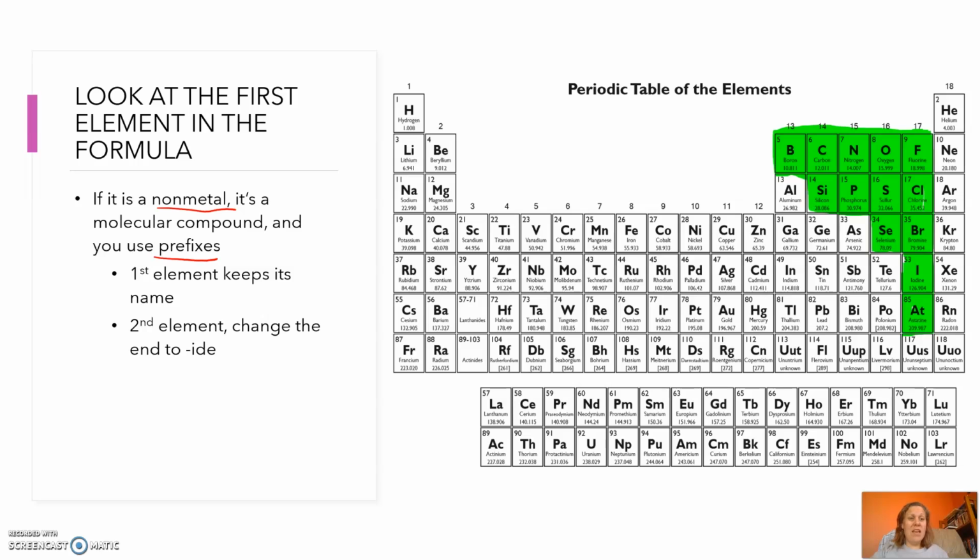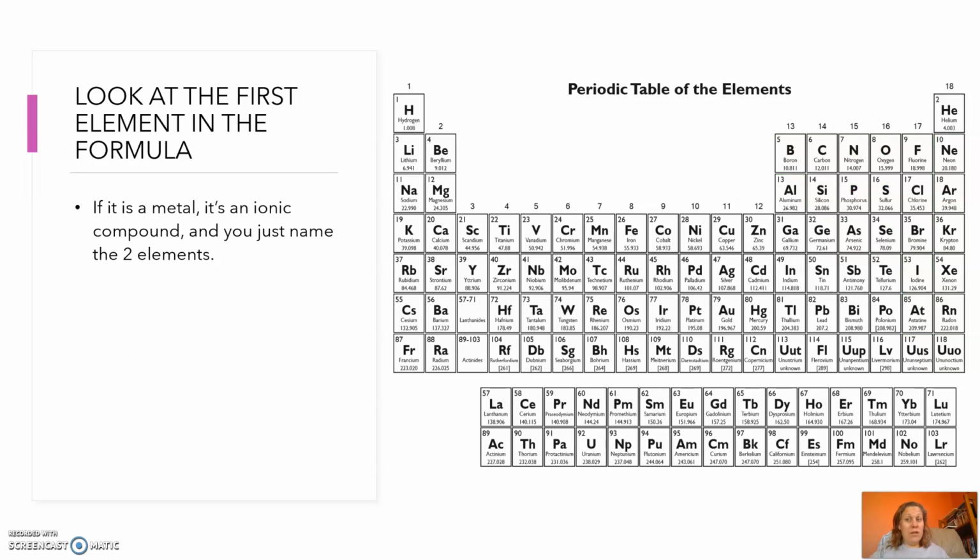Where are the non-metals? There. It is literally only these 1, 2, 3, 4, 5, 6, 7, 8, 9, 10, 11, 12, 13 elements that are going to be your first element, because noble gases don't do anything. So if any of those 13, that's it, are your first element, it's a molecular compound or a covalent bond.